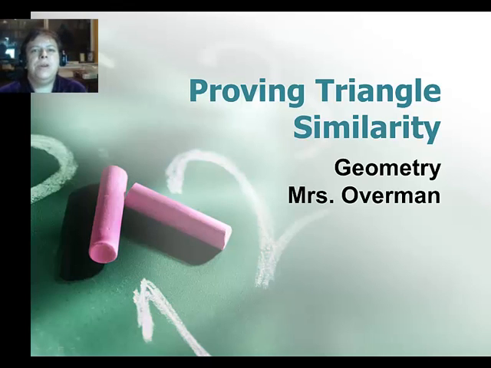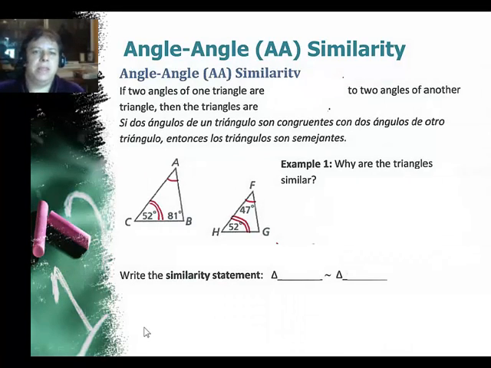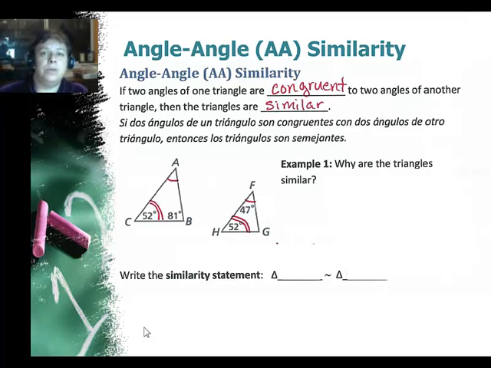Okay, we've explored triangles that are similar. Now we're going to look at how to prove that triangles are similar. Looking at the first item on your notes, angle-angle similarity. They say if two angles of one triangle are congruent to two angles of another triangle, then the triangles are similar. Well, why do you think that could be?